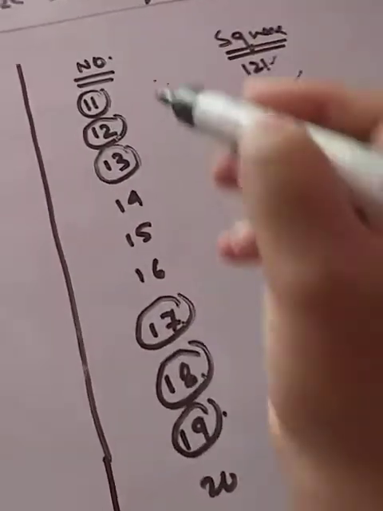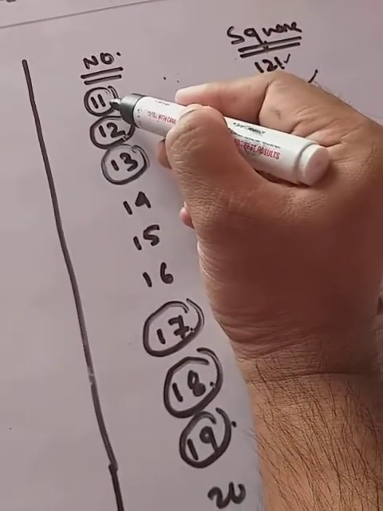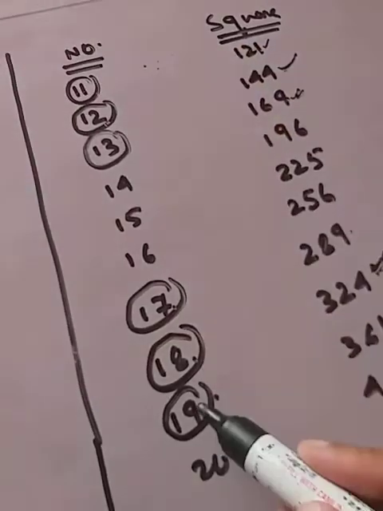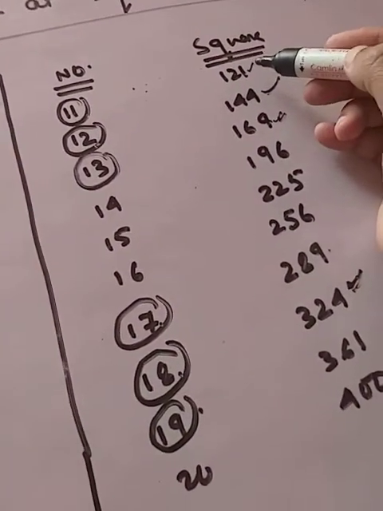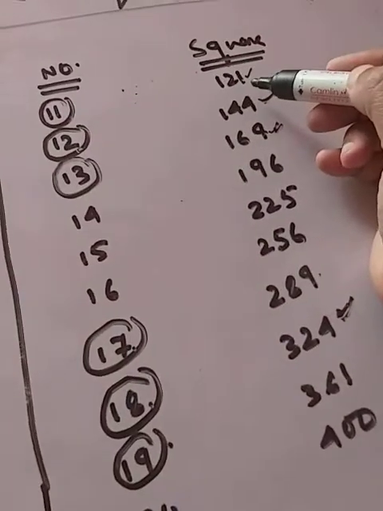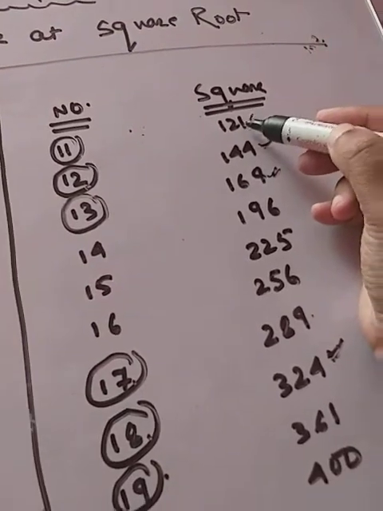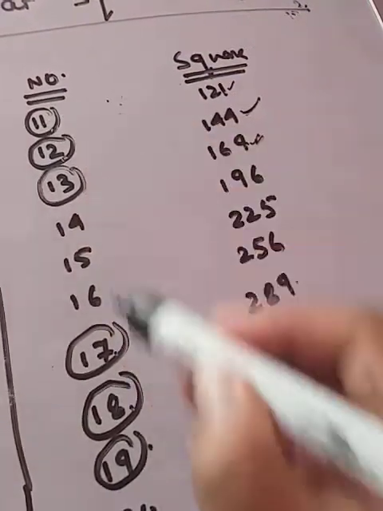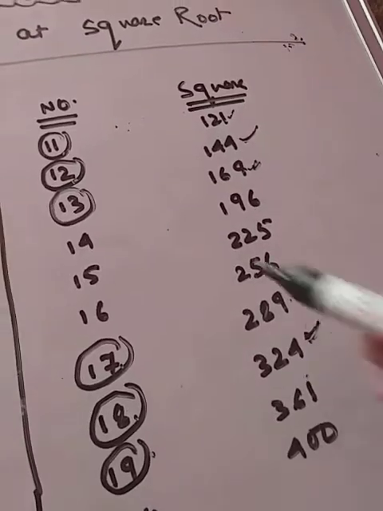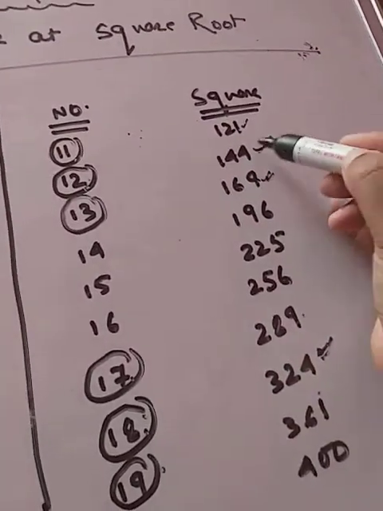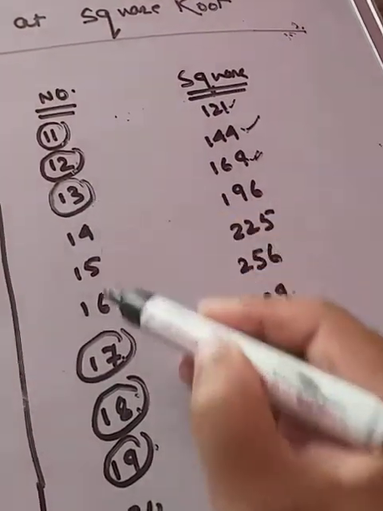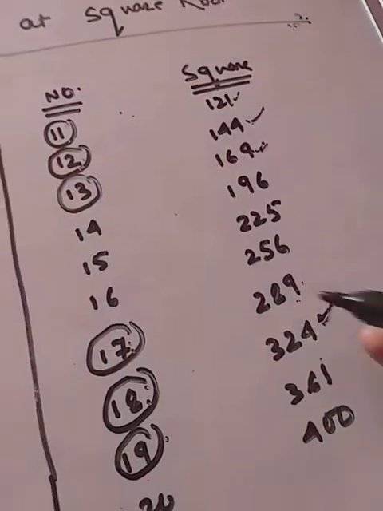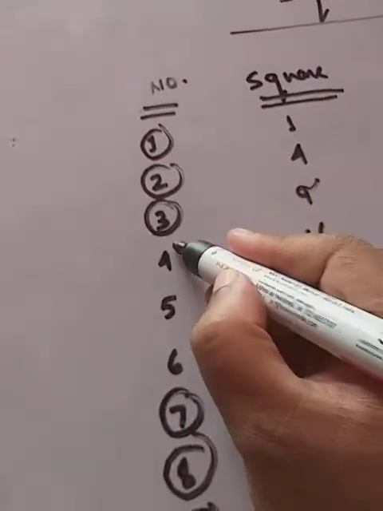Again, let's revise. Any number which carries 1 or 9 as its unit digit, the square of that number will always carry 1 as its unit digit. 1 and 9 will give 1 as the unit digit. 2 and 8 will give 4 as the unit digit. 3 and 7 will give 9 as the unit digit. Understood? Now let's move on to 4 and 6.